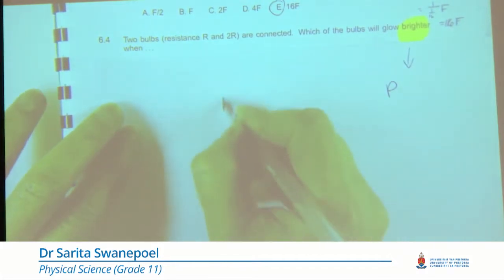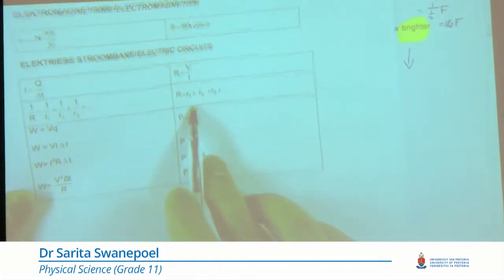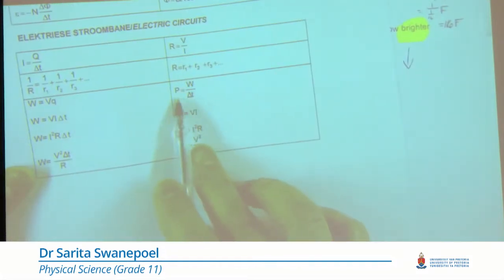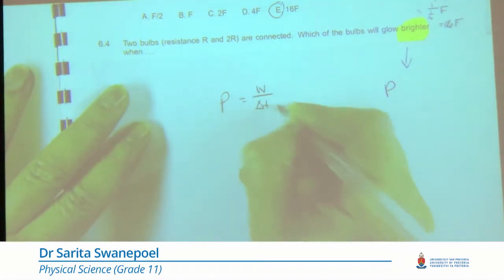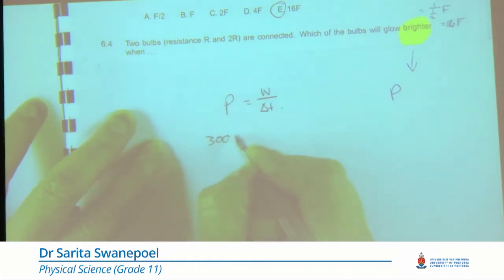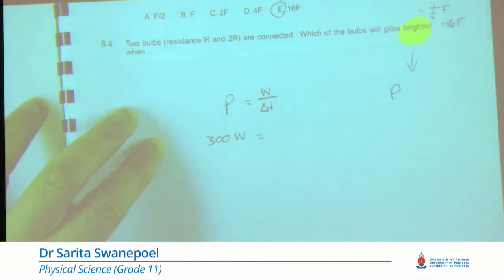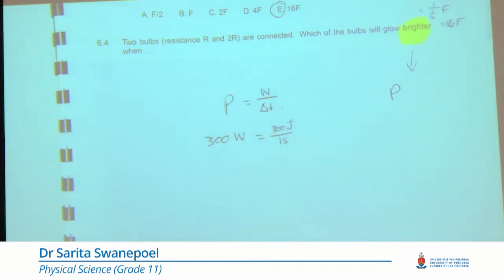Give me an equation for power. If you look at your information sheets, let's look at the first one: P equals W over delta T. What does that mean? If I have a 300 watt lamp, it means that 300 joules of electrical energy received by the lamp is converted to light energy per second.